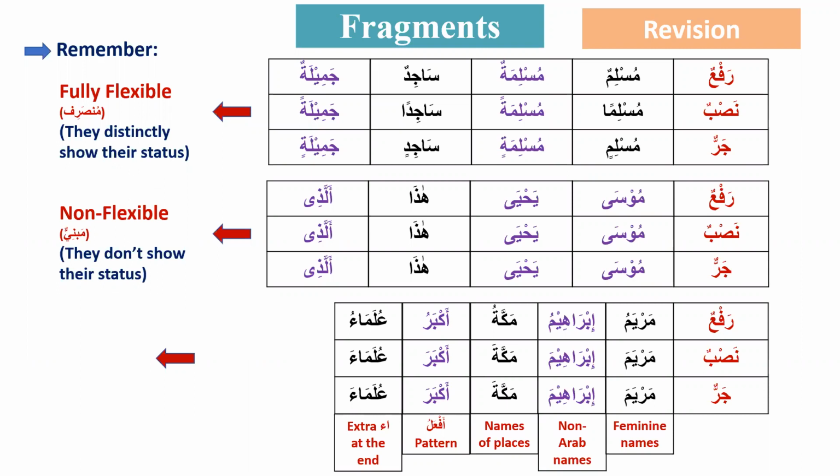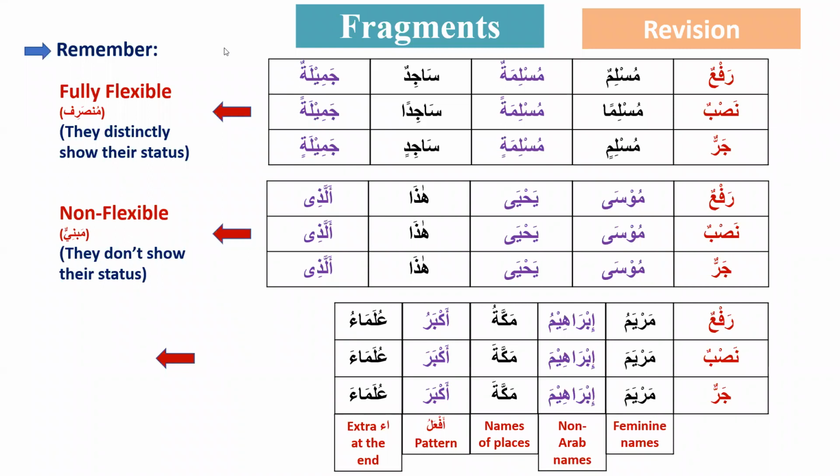Assalamu alaikum, brother. I have a question. Are all feminine names partly flexible? Yes, all. And what about all non-Arab names? Yes. Let's say my name Azhar. How can I say it in Rafa, Nasab and Jar? Your name is like Akbar. Azharu, Azhara, Azhara. Your name is on the pattern of Akbaru, that's why your name is partly flexible.